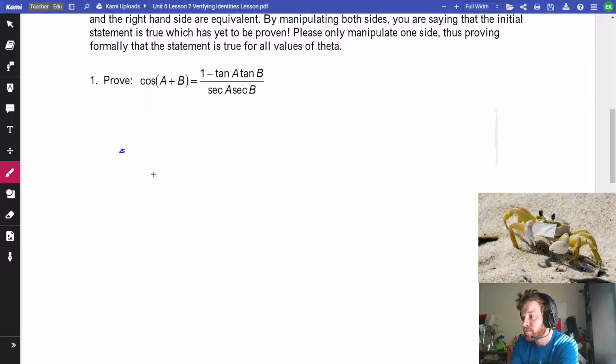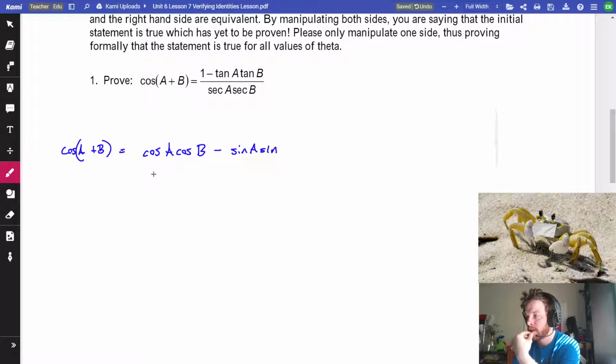Okay. Cosine (A plus B). That is cosine, cosine, sine, sine. I mean it when I say I don't know where I'm going to go next. I do not know from memory how to do this problem, which I think is a good thing. Witness me struggle a little bit. Cosine A cosine B minus sine A sine B.